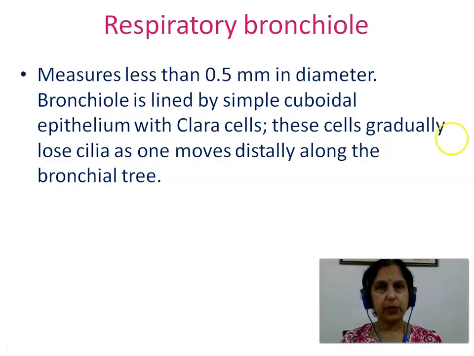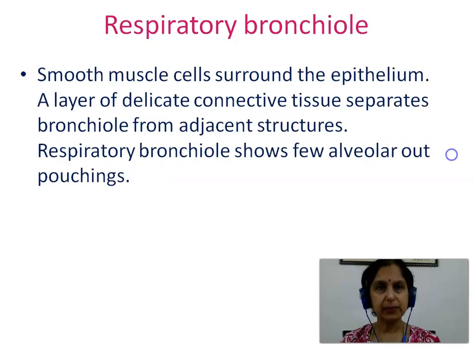Respiratory bronchiole. This measures less than 0.5 mm in diameter. The bronchiole is lined by simple cuboidal epithelium with Clara cells. These cells gradually lose the cilia as one moves distally along the bronchial tree. Smooth muscle cells surround the epithelium. A layer of delicate connective tissue separates the bronchiole from adjacent structures. Respiratory bronchiole shows few alveolar outpouchings.